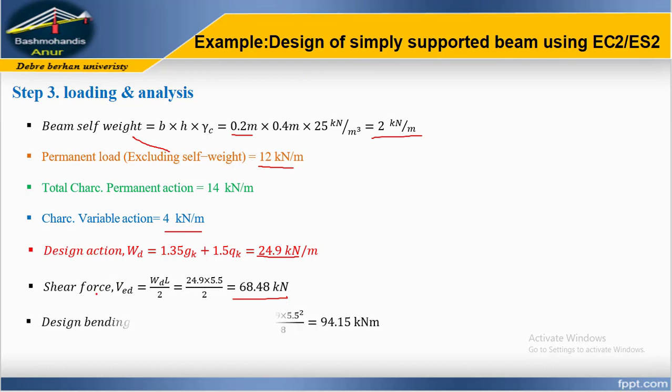Okay, what next? Bending moment. Because it is a simply supported beam, the design bending moment equals WL by 8. The maximum moment is at the center of the beam. The maximum shear is at the support. Substituting the values, the design moment equals 94.15 kN meter. Okay, simple.